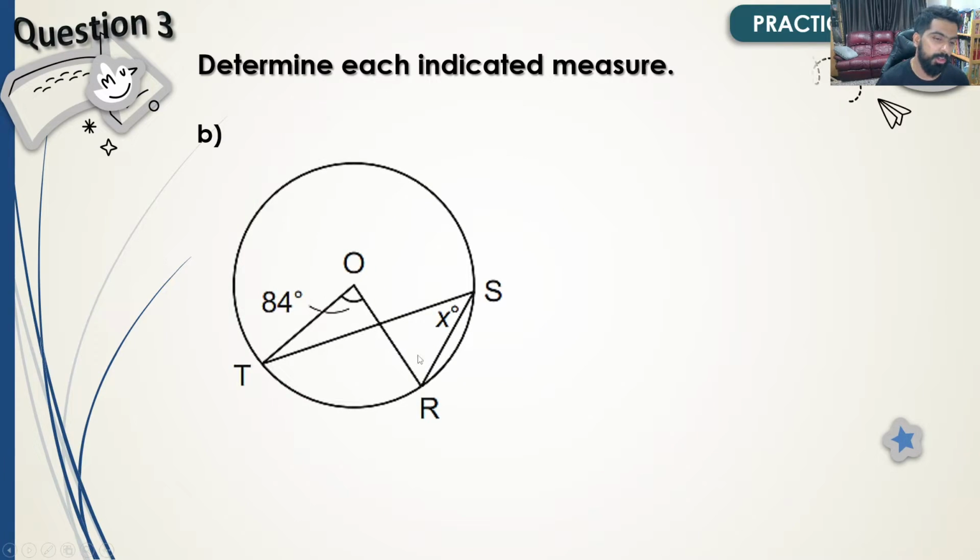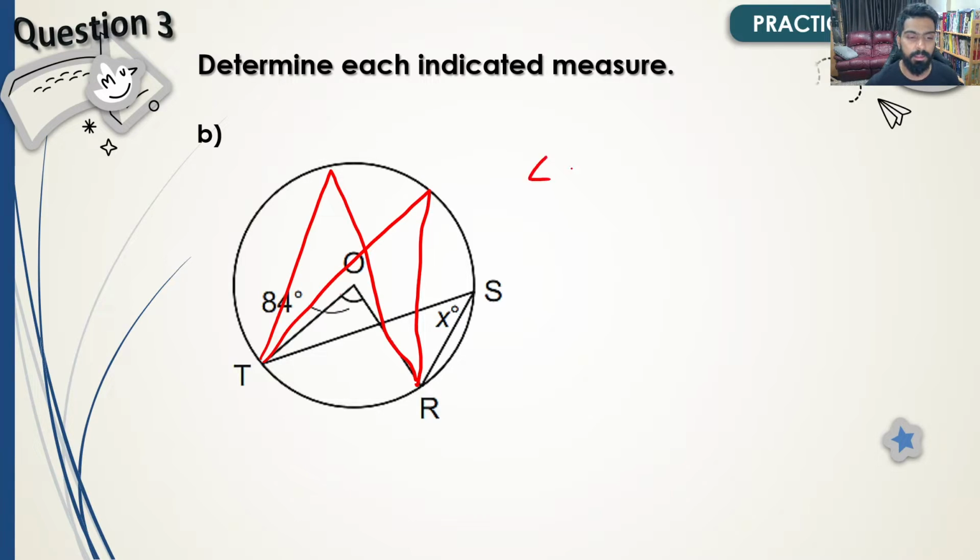Alrighty, let's go to the next one. In this case, what many students think for the inscribed angle part is that it should always look something like this, or something like this. Now, if you take a look at this, we see that angle TOR is the central angle and angle TSR is the inscribed angle. It does not always have to go up.